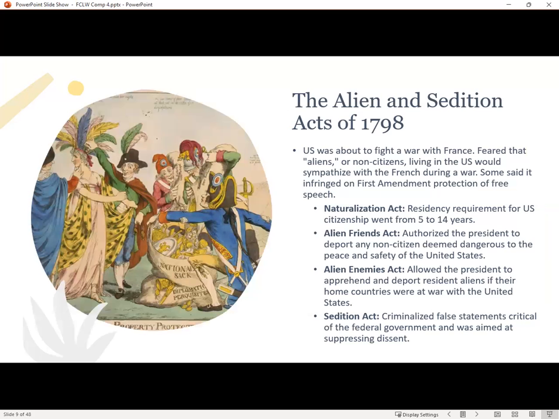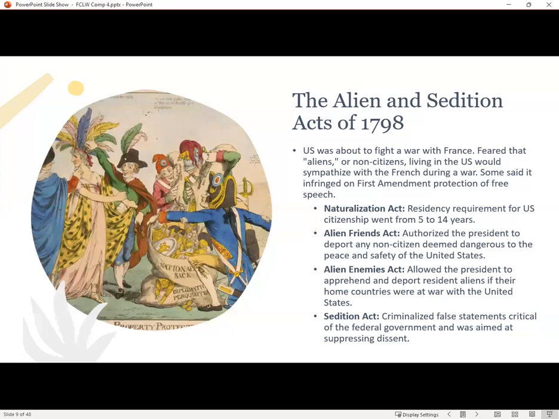Then we had the Alien and Sedition Act of 1798. We were thinking we might be fighting France, and we had French people living in our territory. Some of them were non-citizens, some were here but with permission to be here. And so in order to be careful that these people wouldn't be enemies or spies for France, they made some laws.